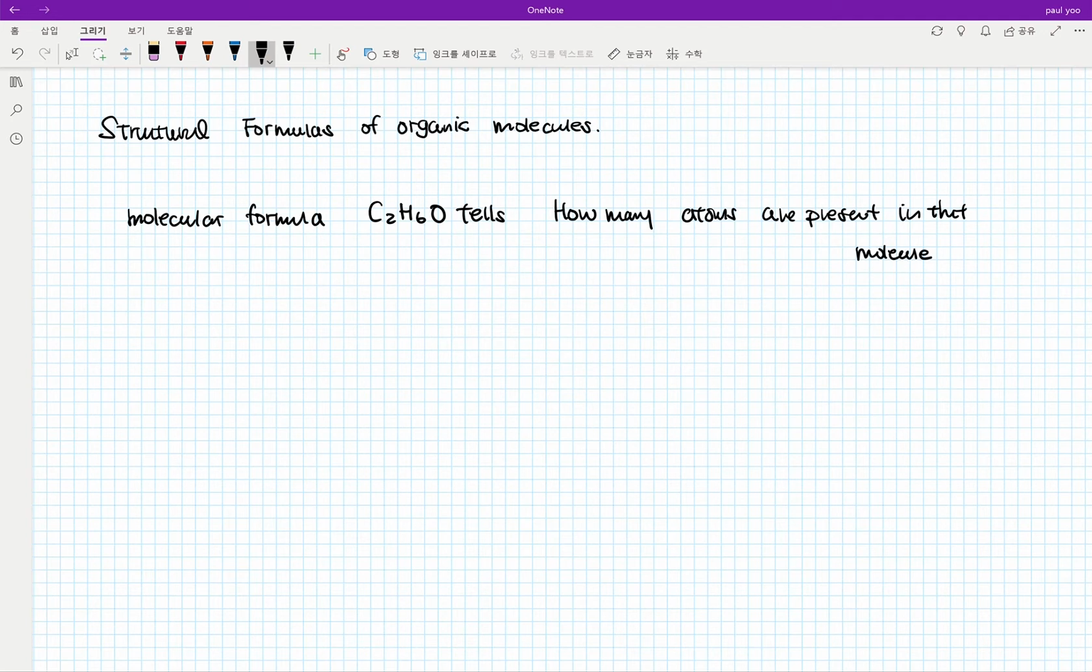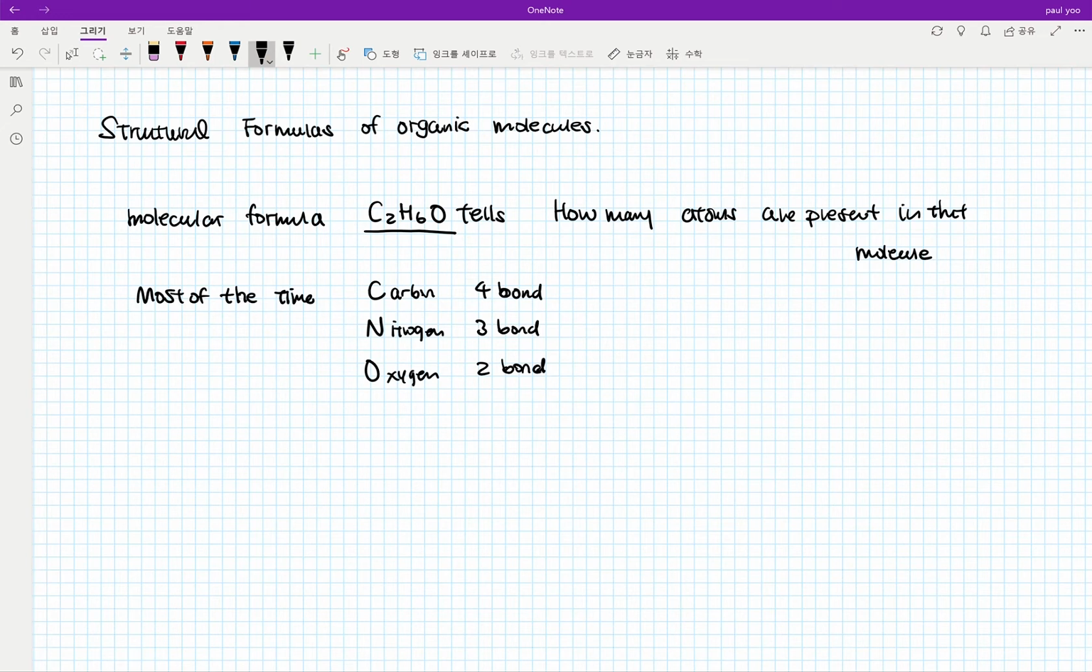But it is true that more than one possible molecule can have this molecular formula, where we know that most of the time carbon will always have 4 bonds, and nitrogen will always have 3 bonds with 1 lone pair, and oxygen will always have 2 bonds with 2 lone pairs.